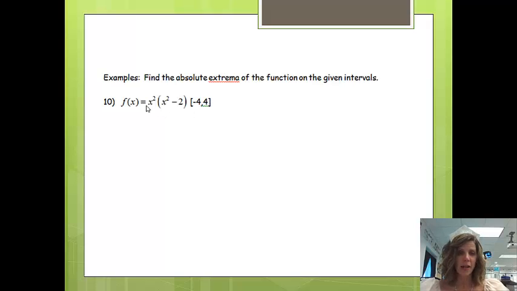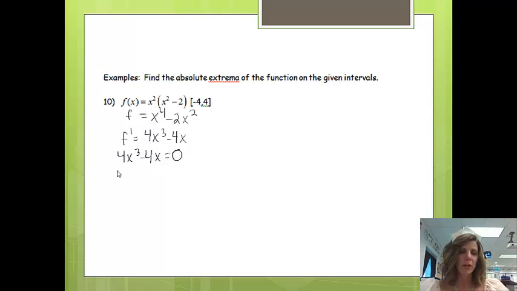And again, before I take the derivative, I'm going to work this out. This would be x to the 4th minus 2x squared. Okay, now I'm going to go ahead and take the derivative. So I'll get 4x cubed minus 4x. Again, I would like to find the critical number of this. So to find the critical number, I need to find either where the derivative equals 0 or where it's undefined. In this case, we'll just find where it equals 0.